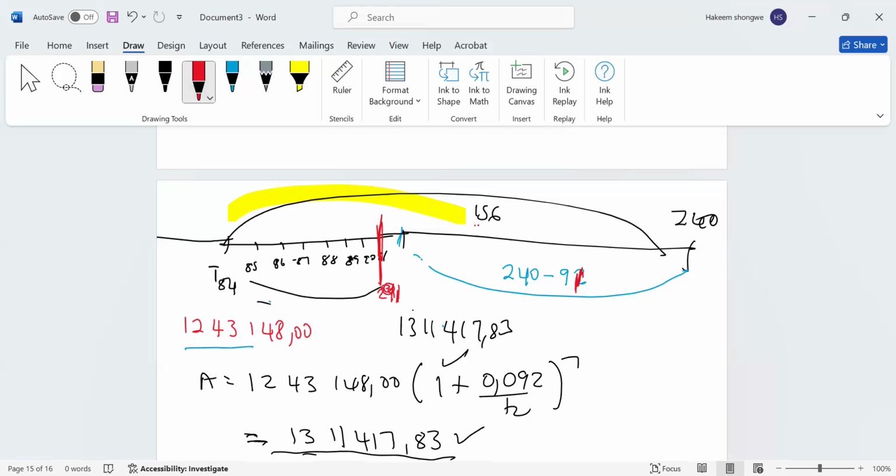So basically, you can take the 156 and minus the 7 that you have missed. I think that's the best option. We can still minus 92, considering 240.